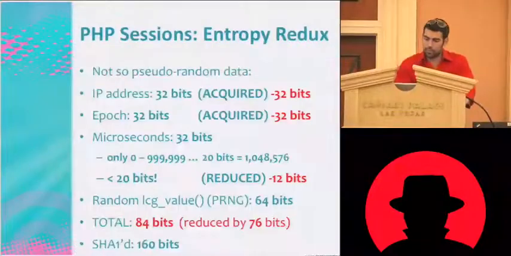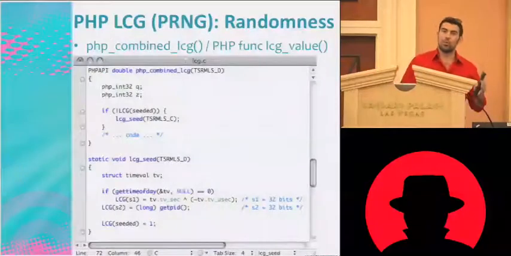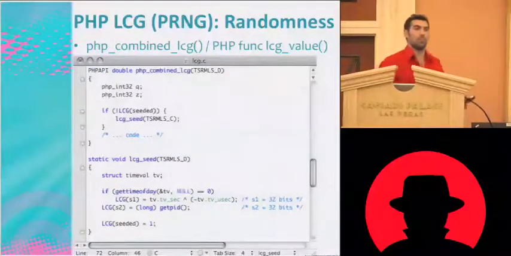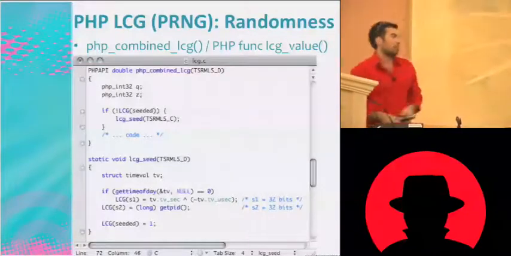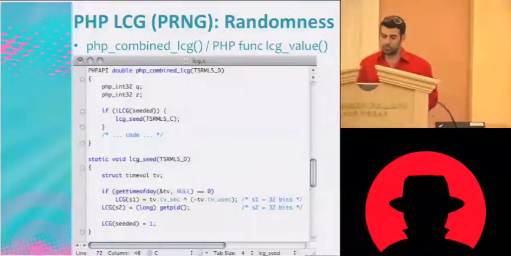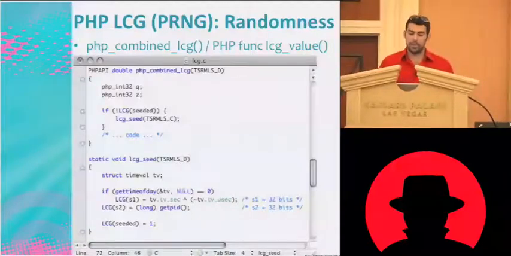So if you recall, it calls this LCG value function. An LCG is called a linear congruential generator. It's a type of pseudo-random number generator. It's been studied for 20, 30 years now. There's a lot of information on it. We can take a look at the LCG in PHP.